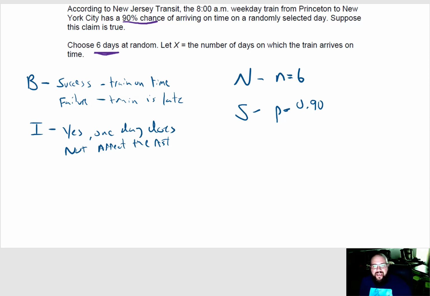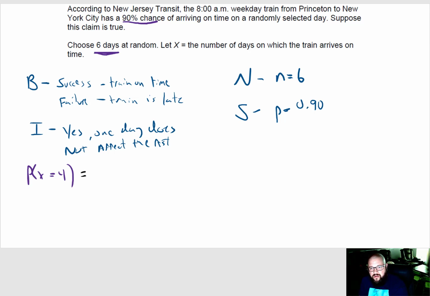So now let's say we had to calculate a value for this. To use that nice equation that everybody just loves, let's say they want the probability of x equal 4. So the probability that the train will arrive on time for exactly 4 days. That's what we're referring to. I just want to know the probability that the train will arrive on time for 4 days. So with that, we are going to take that equation that we looked at.